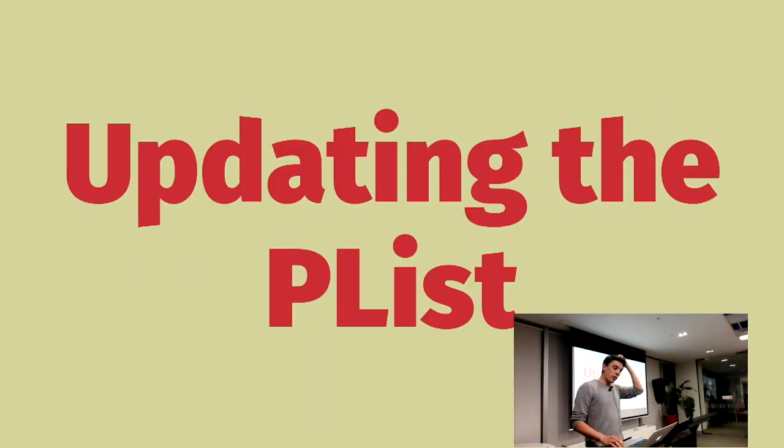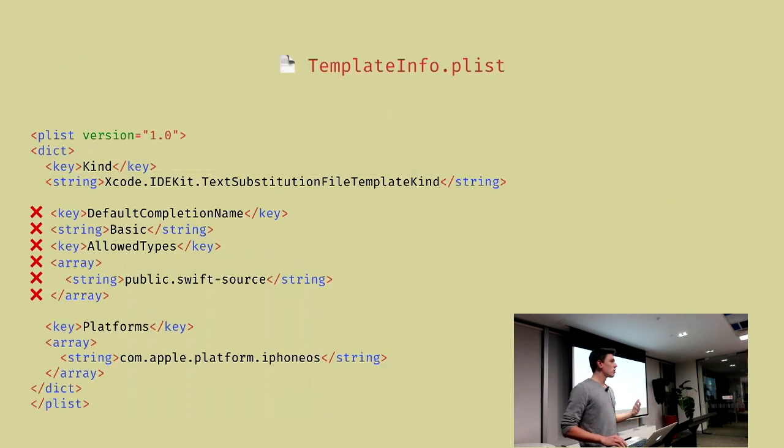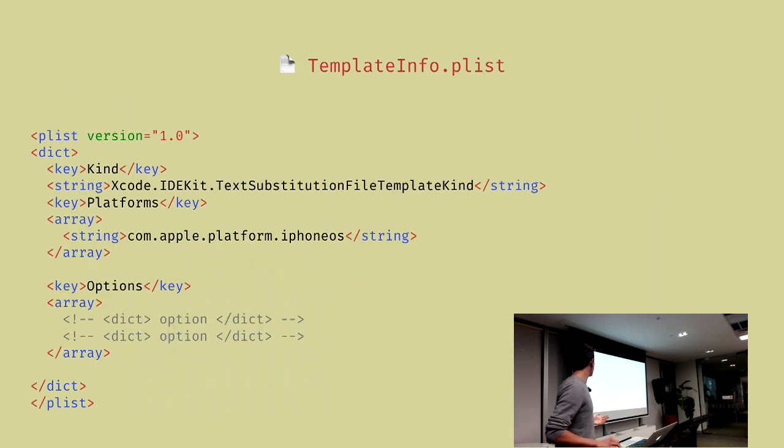So first, you would go about updating the plist. Since we are not asking for a file name, the default completion name and the allowed types are not really needed anymore. Instead, what we need is to describe the options. As soon as you have one or more options under the options key in your plist, Xcode will start showing you a configuration screen.